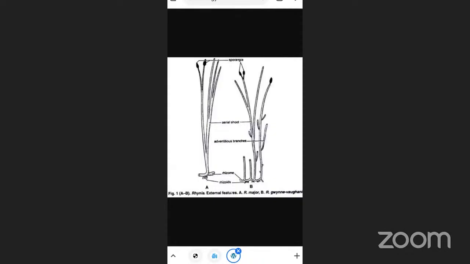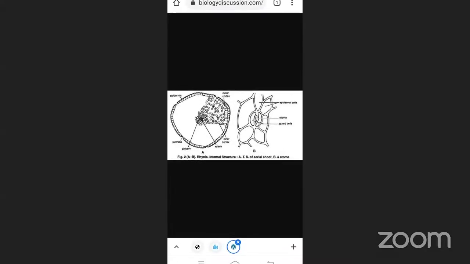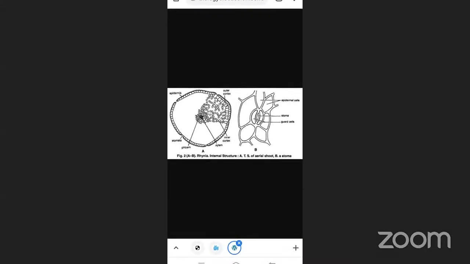Now we discuss the anatomy. So here is the anatomy of the stem. Rhynia is a very primitive vascular plant. We already discussed that one. The stele was a simple protostele with a central core of xylem surrounded by a layer of phloem.